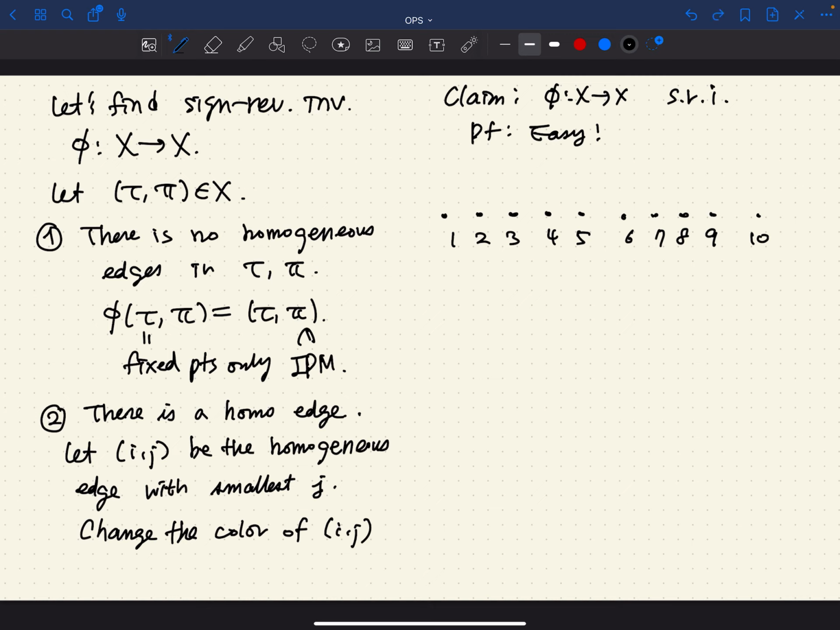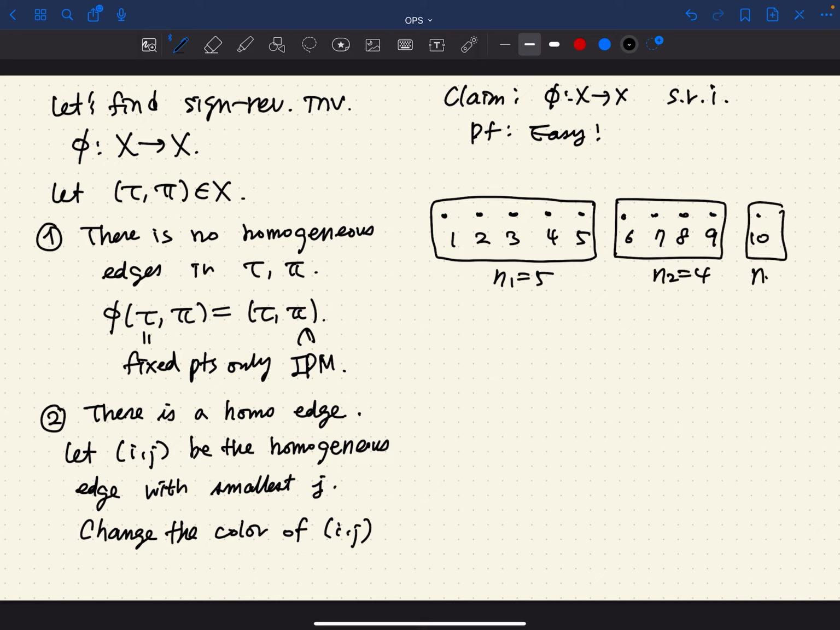Okay. So here we have n1 equals 5, n2 equals 4, n3 equals 1. So we have black edges like this, and red edges like this. Okay. So only black edges have minus signs.